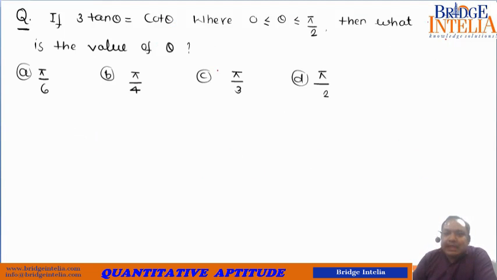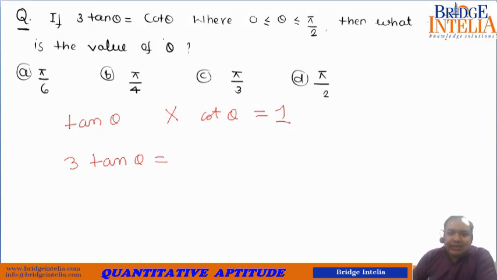And based on that, you have to simply find out the value of theta. So what is the relation between tan theta and cot theta? How are these two values related? You know very well that tan theta into cot theta is equal to 1. They are reciprocals of each other. So now I can write that cot theta is equal to 1 upon tan theta.